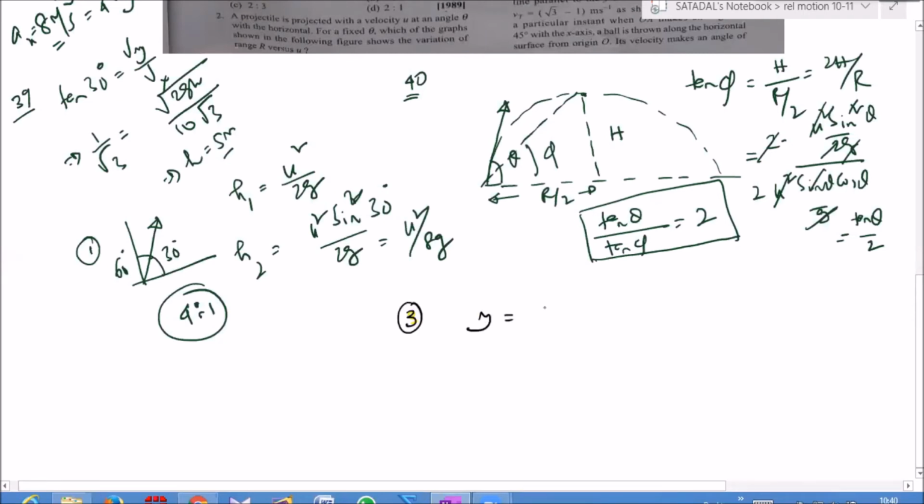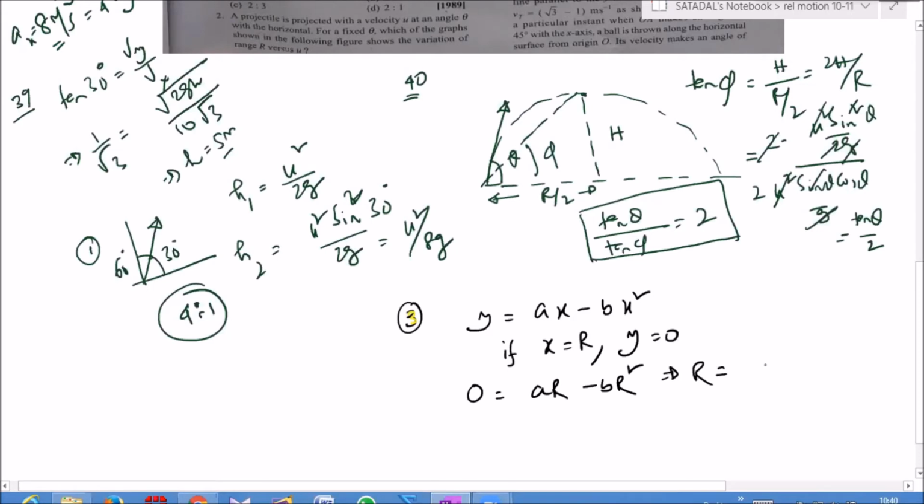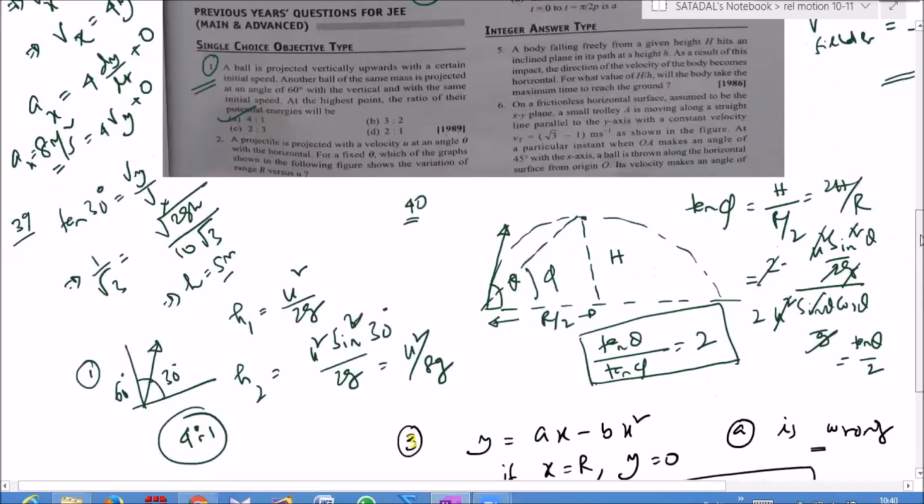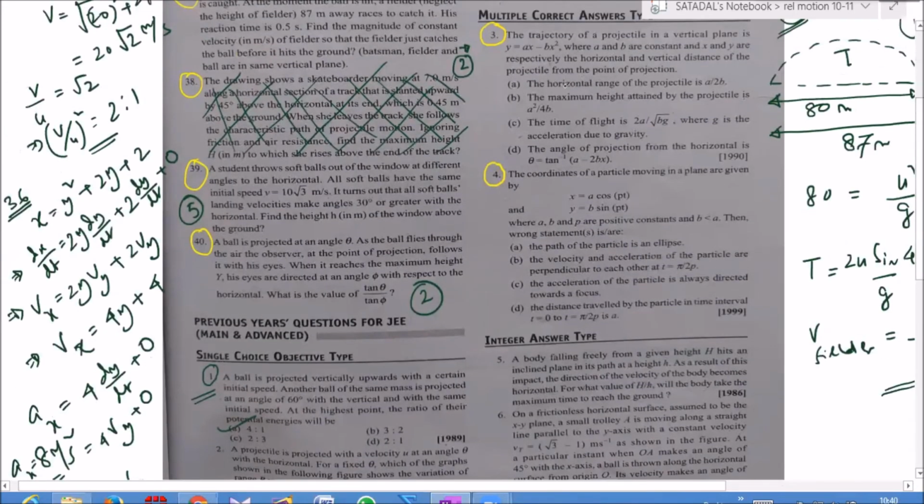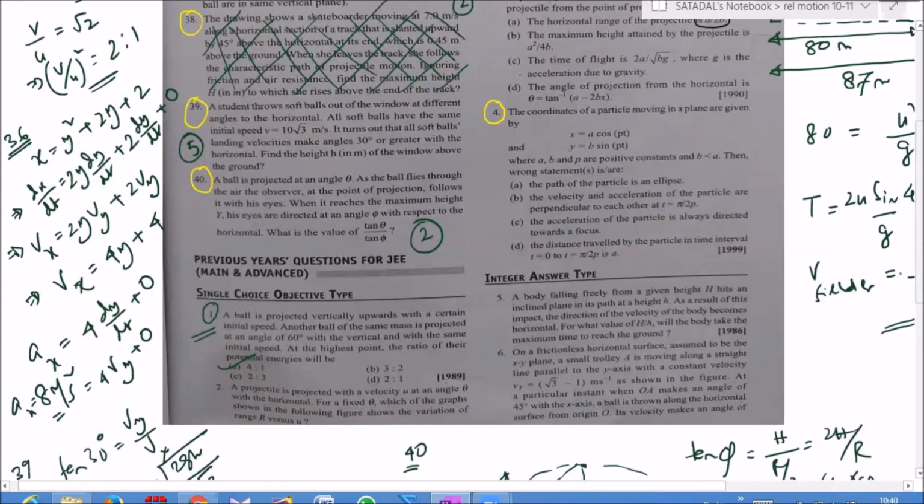y is given to be ax minus bx square. Immediately, I can write one thing. If x is equal to capital R, then y is equal to 0. So 0 is equal to AR minus BR square. Immediately I got R is equal to A by B. So option A is wrong. They have said that horizontal range is A by 2B, so option A is wrong. Don't raise your hand. Let me discuss.